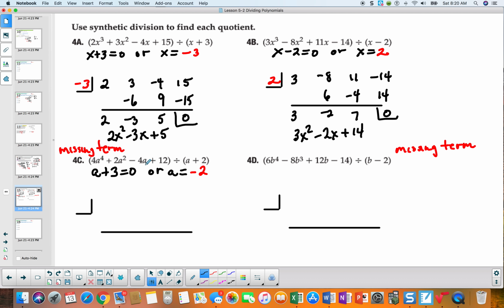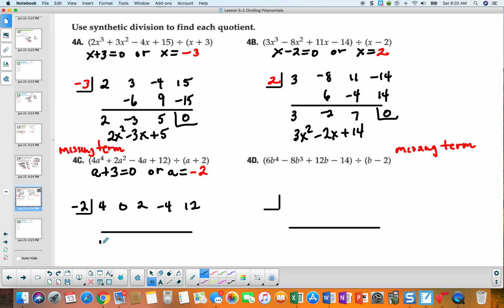Now these examples have a missing term, and you can see a to the third is missing, so I have to keep that in mind when I set up my synthetic division. All right, my divisor is going to be negative 2, and then I'm going to write a 4. My missing term is the a to the third, so I'm going to put a 0. 2, negative 4, 12. So in synthetic division, you must have the placeholder even if it's missing.